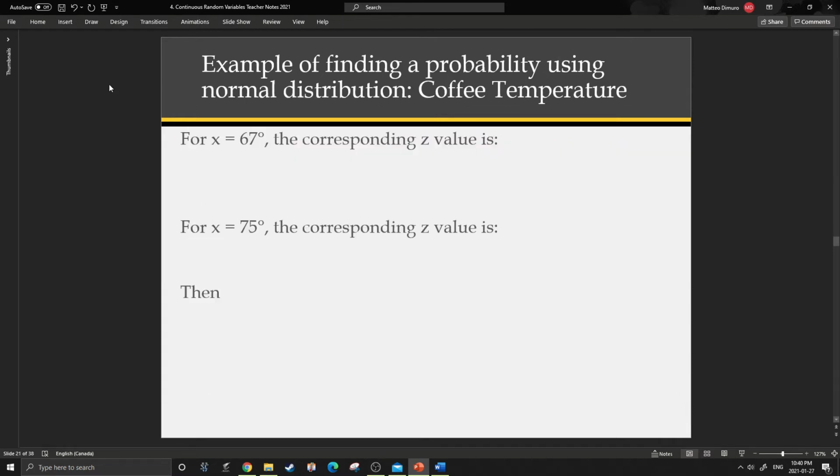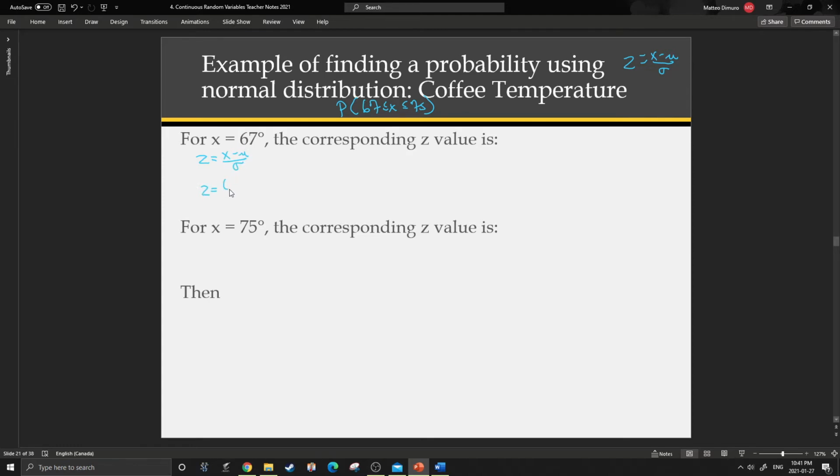and figure this out. Here we go. So you need to figure out, because we're trying to figure out the probability that it's between 67 and 75. Now, we're going to be using this formula here, that z equals x minus mu over sigma. So for 67 degrees, what's the corresponding z value? Well, z equals x minus mu over sigma. Now plug in your numbers.